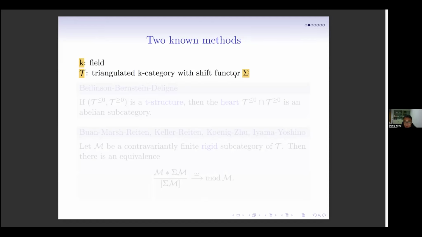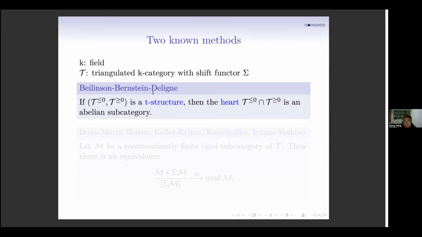The first result was due to Beilinson, Bernstein and Deligne. We know if we have a t-structure, then the heart is an abelian category. So we can recover, for example, from the derived category, the original abelian category. And of course, much more, like the previous shifts, we can recover from t-structures.